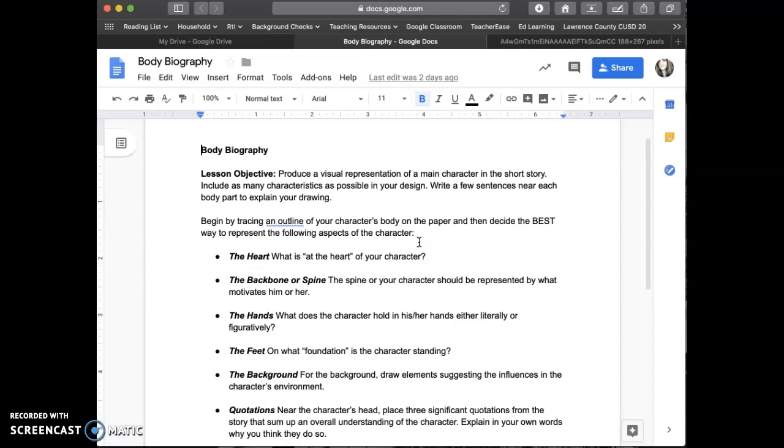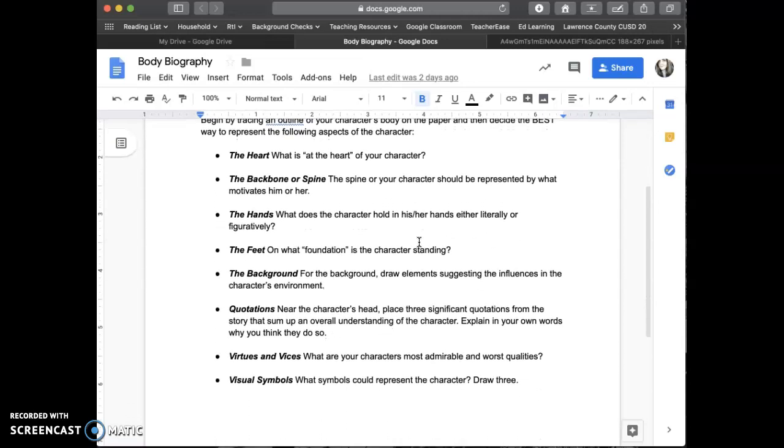So what you're going to do then is start by tracing an outline of your character on the paper, and then you need to find the best way to represent each of the following aspects of that character. The first thing is the heart. What is at the heart of your character? What that's asking is, what is kind of a driving force there? What do they care about? What do they long for? You can write words there, or you can draw pictures at the center of the chest to show what is at the heart of your character.